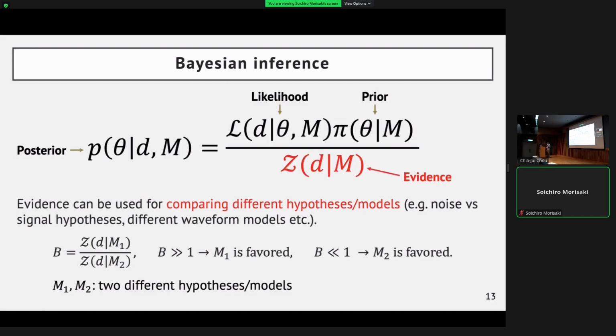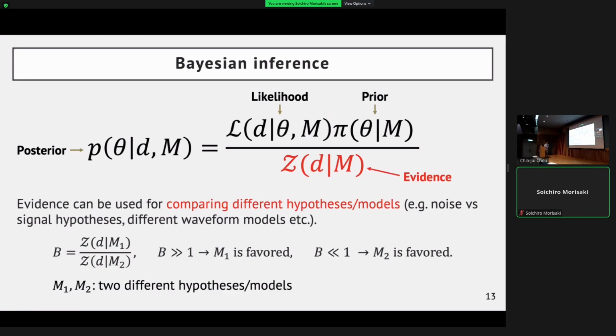And how about evidence? The evidence in the denominator basically works as a normalization factor of the numerator. This evidence can be computed by integrating the numerator over all possible source parameter values theta. Because this evidence value doesn't depend on theta, if our goal is just to infer the source parameter values theta, then we don't need to calculate it. But if we have multiple signal hypotheses and our goal is to compare them, then evidence is a very powerful tool.